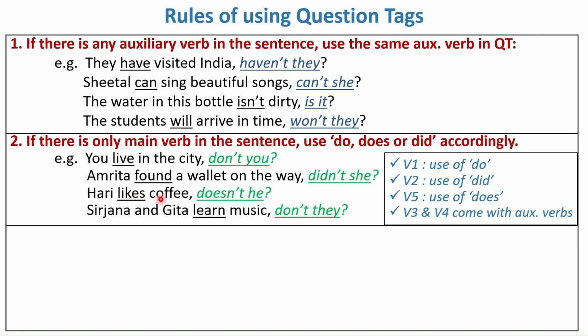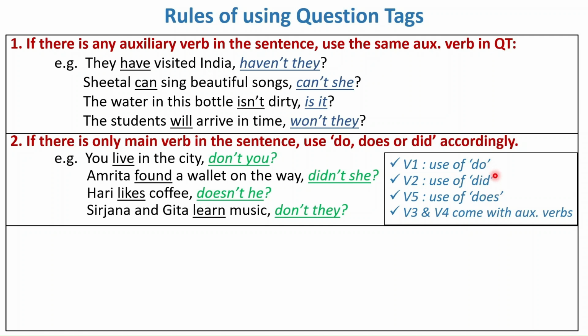Hari likes coffee. This is fifth form of the verb like. Therefore, to replace this verb, we use does. Sirjana and Geeta. This is plural subject. It has names of 2 girls. Therefore, we use they here. Don't they?